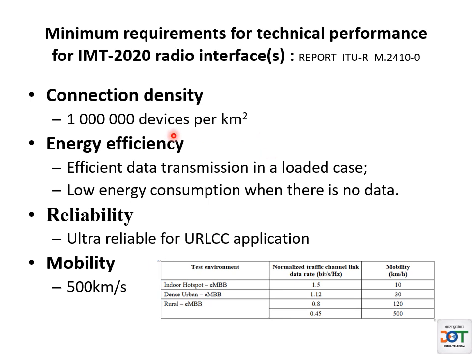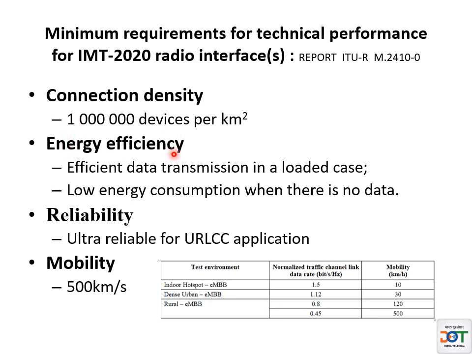Okay, so now the next requirement is connection density, which is defined as 1 million devices per square kilometer, and this is mainly for Internet of Things or sensors, which will be very large in number. So per square kilometer, the minimum number of devices which should be supported is 1 million.